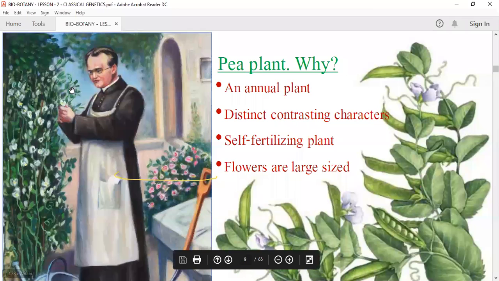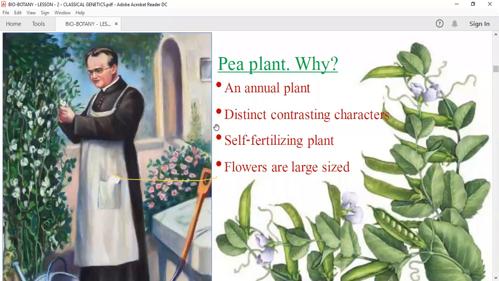And this is his garden, where he is doing his experiment. Why did he choose the Pisum sativum plant for his research? This is an important 2-mark question.